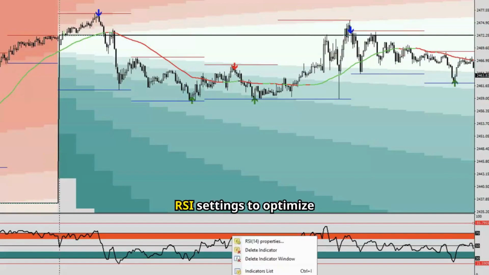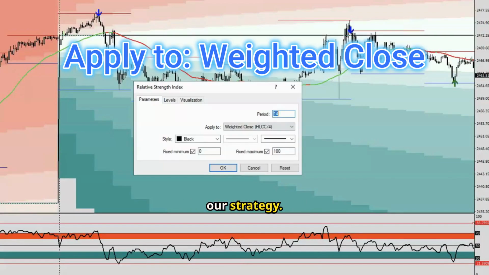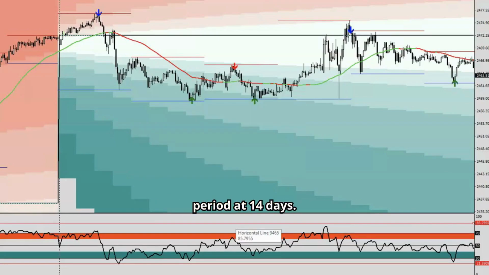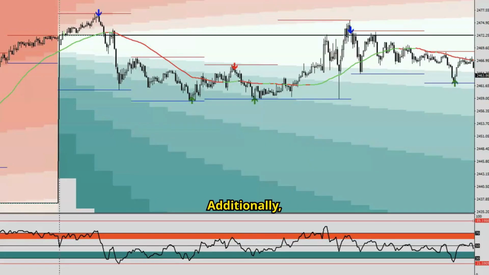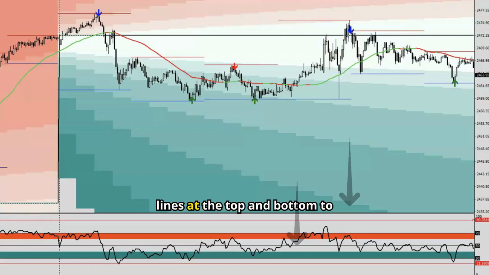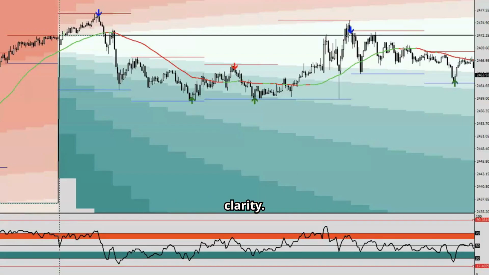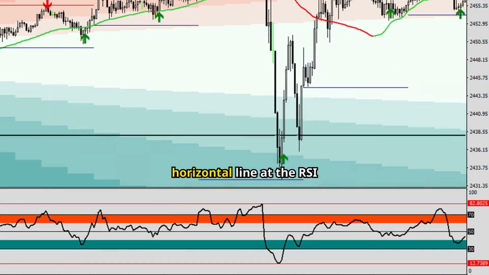First, let's adjust the RSI settings to optimize our strategy. Click on the settings, change the apply to option to weighted close, and keep the period at 14 days. Additionally, I've added 2 horizontal lines at the top and bottom to mark the highs and lows for better clarity. Now, place the top horizontal line at the RSI high of the day and the bottom line at the RSI low of the day. If the RSI makes a new high or low, simply adjust the lines accordingly.